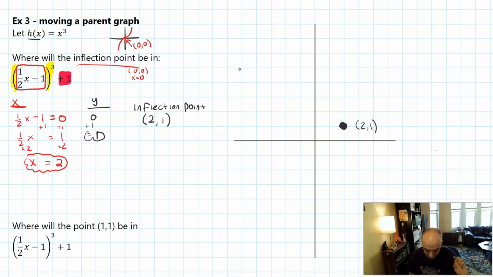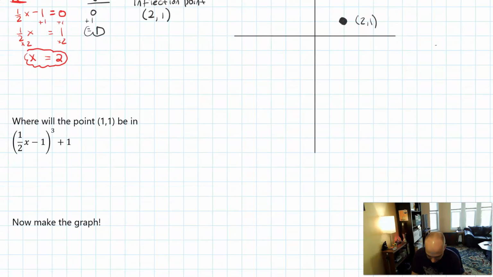Now, I also recognize, because I've studied transformations, that this 1/2 is going to do some kind of stretching or shrinking action. And instead of trying to think really hard about what kind of stretch or shrink it's going to be, let's just apply the same method to another point.